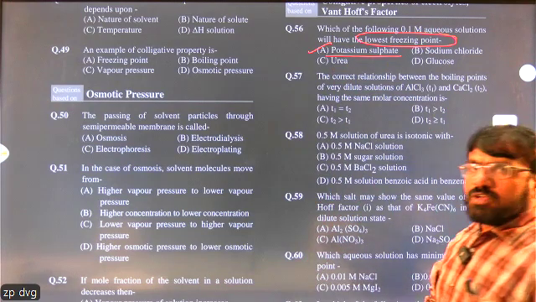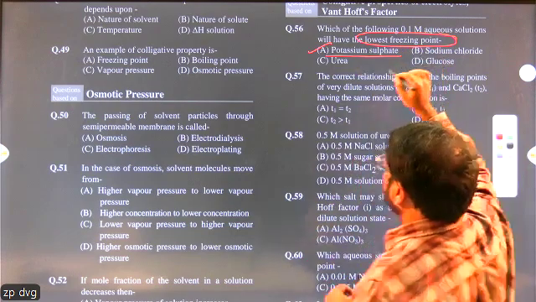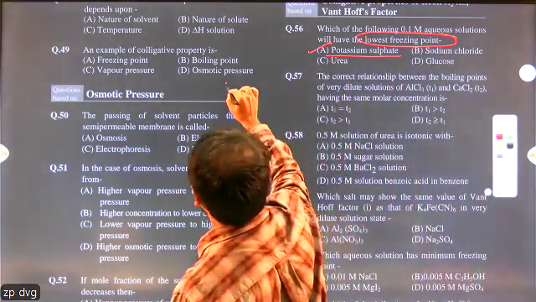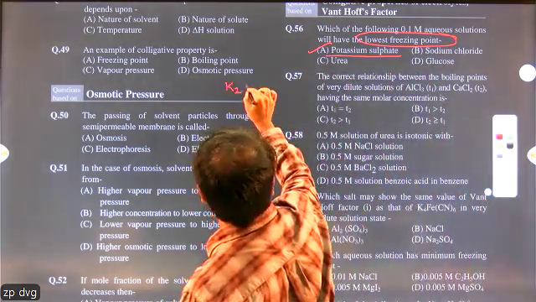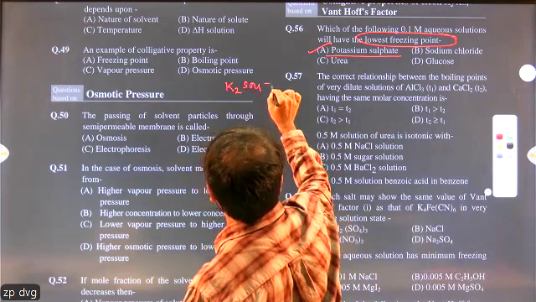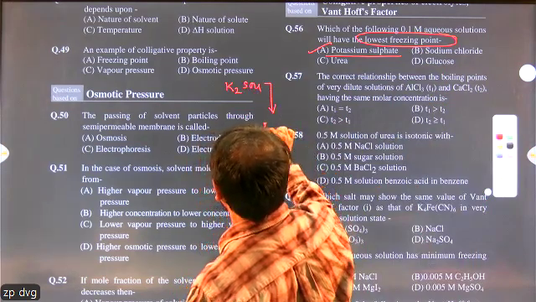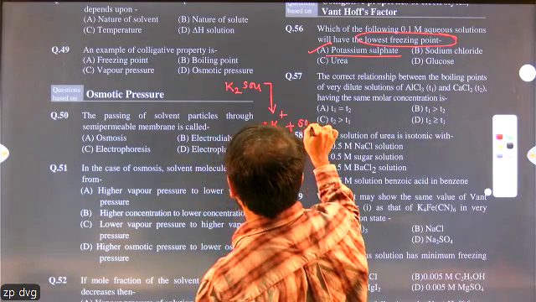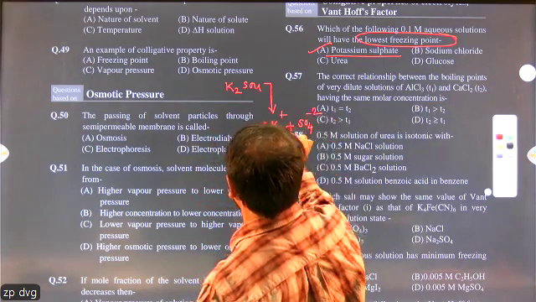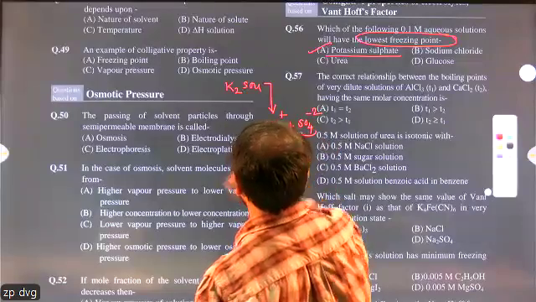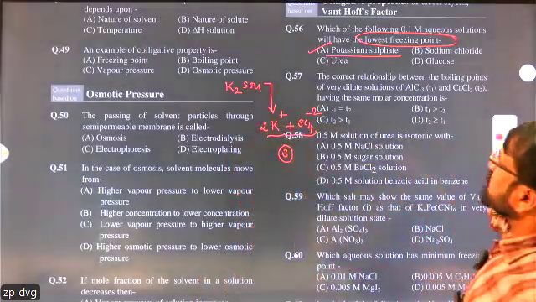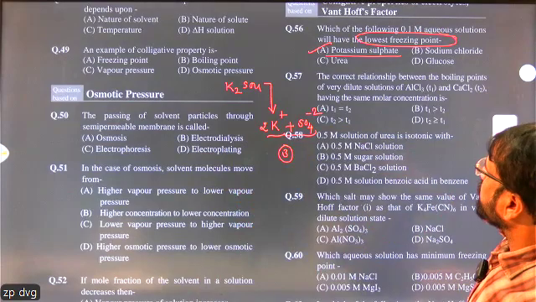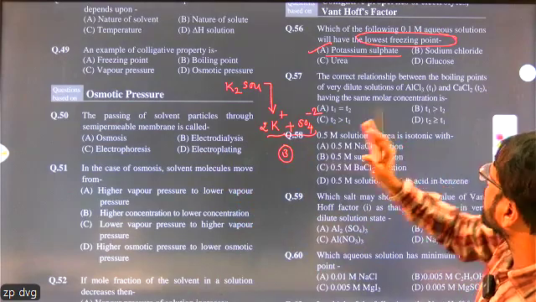Why? What is the reason? The reason is that K2SO4, potassium sulfate, is going to produce 3 particles: 2K+ and SO4 2-. More particles, lower is the freezing point; the freezing point decreases more.